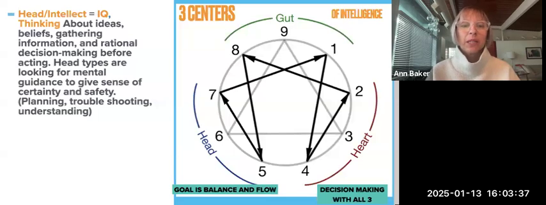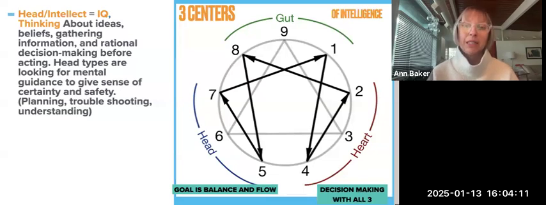So I'm going to start with the head center. And so that's types 5, 6, and 7. And our head center, we all have one. It's our intelligence, thinking, it's planning, troubleshooting, and understanding. Those are based on the 3 types. Type 7 is about planning, 6 is about troubleshooting, and type 5 is really about understanding.